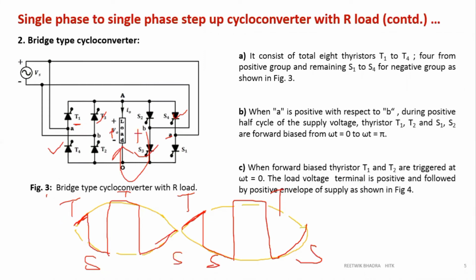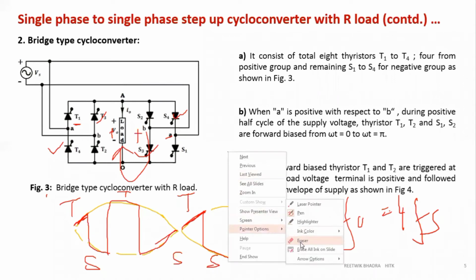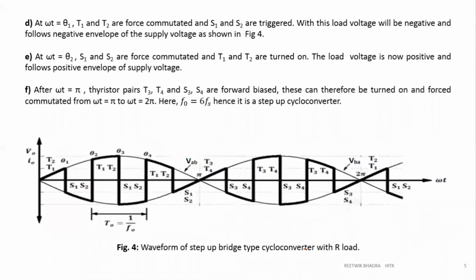And how many cycles can you see over here? 1, 2, 3, 4. So if I take this figure, your Fo is equal to 4 Fs. So we are getting a step-up cycloconverter which is stepping up the frequency 4 times. Over here what we have shown is 6 times. So T1, T2, S1, S2 repeats, then T3, T4, S3, S4 goes on, and after that it repeats the same thing.